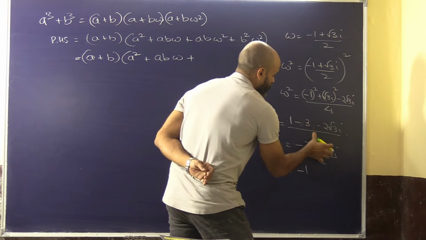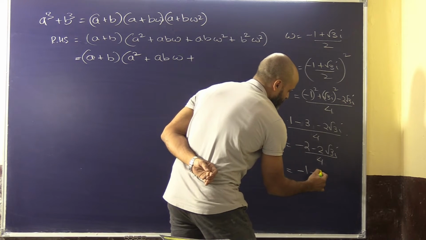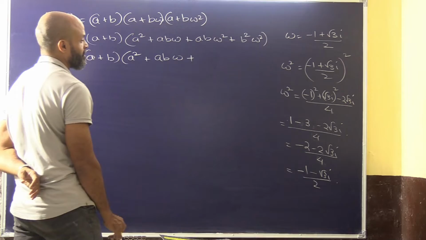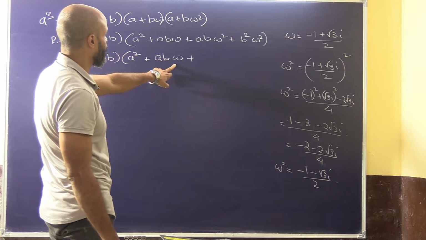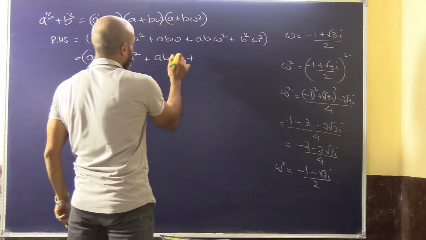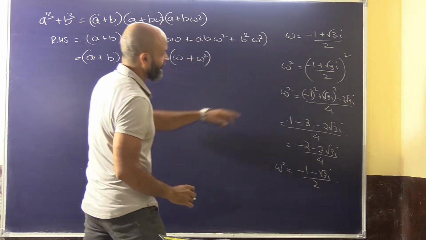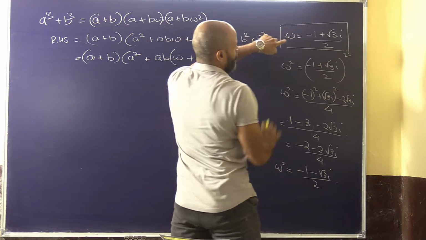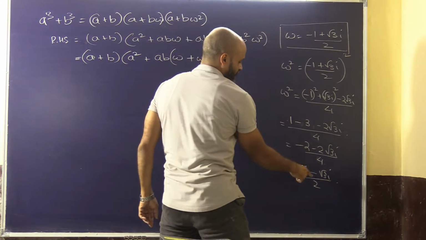Which will be how much? This will be 4. -1 minus under root 3i by 2. So in this case, omega square will be this. So we have ab omega. If I add these two up, see, omega is this, it is independent. If I take this, then I will get this. Okay, if I take minus here, then I will get plus here.